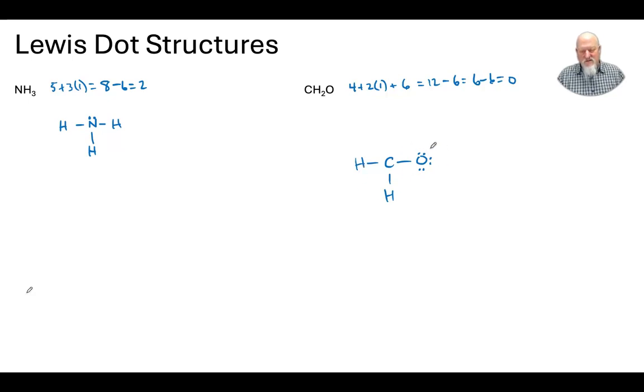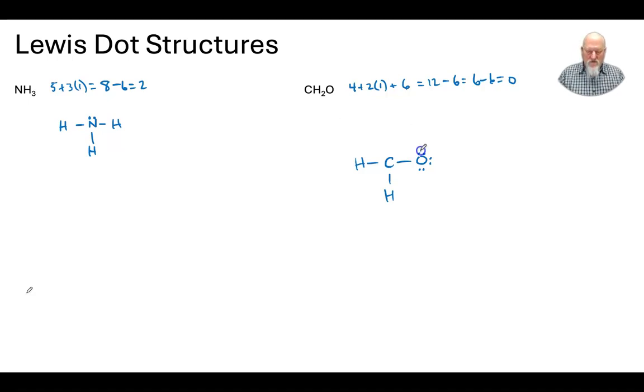So oxygen has 8 around it, which is good. Each hydrogen has 2 around it, which is good. Carbon would like 8. Carbon would like an octet. So right now, carbon only has 2, 4, 6, because that's the 6 in the bonds around it. We need to share another set of electrons with carbon, but we can't put any more in there, right? Because we've got the 12 valence electrons that we have.